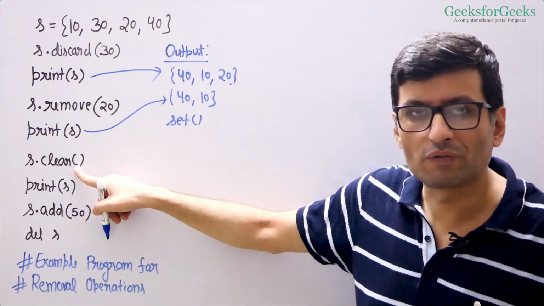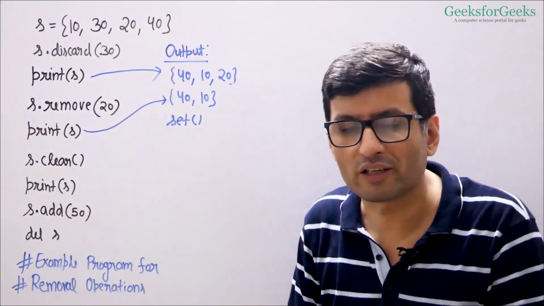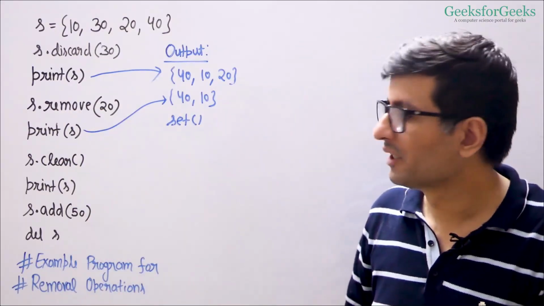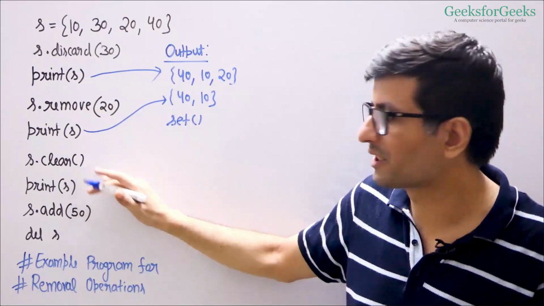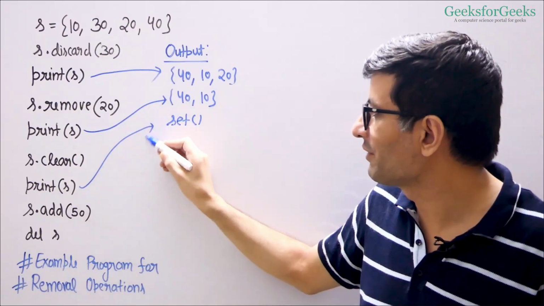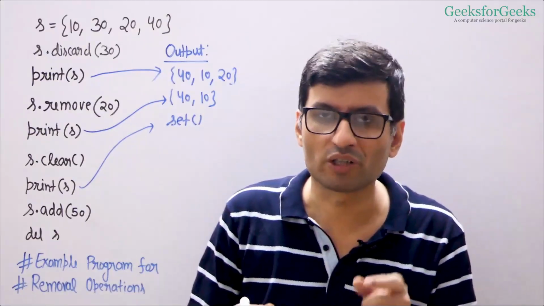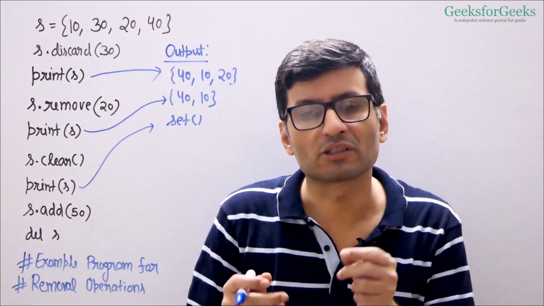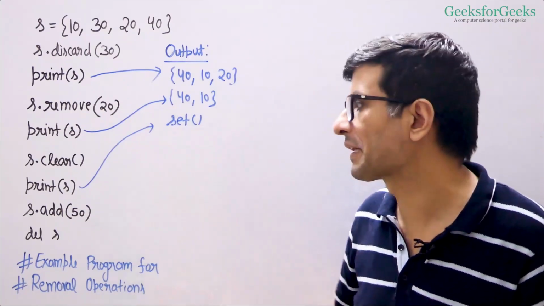Now we have one more function, clear, and clear is there with list as well. Once you call clear, everything is removed from the collection. In this set, everything will be removed and you will have an empty set. I have printed set after this and we get an empty set. As we have discussed, when you print an empty set, you don't get a pair of curly braces, because a pair of curly braces means dictionary. You get this as an output.